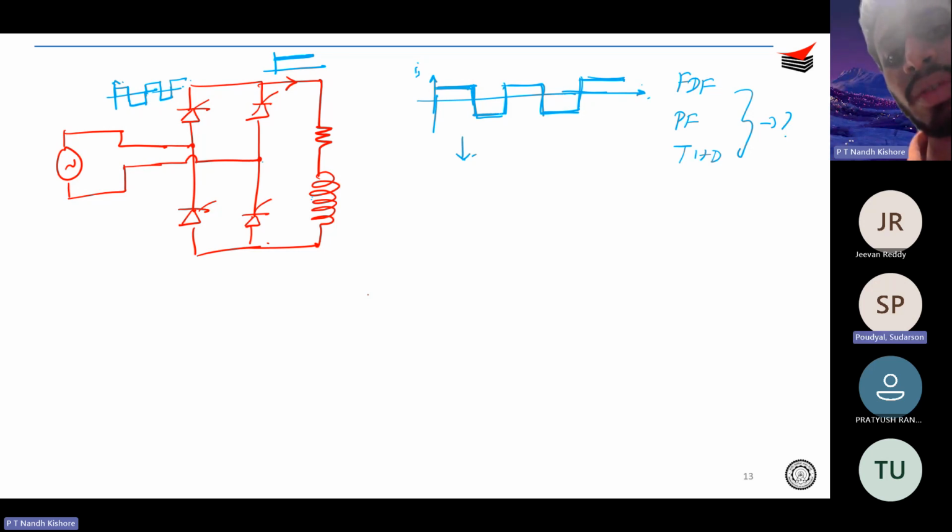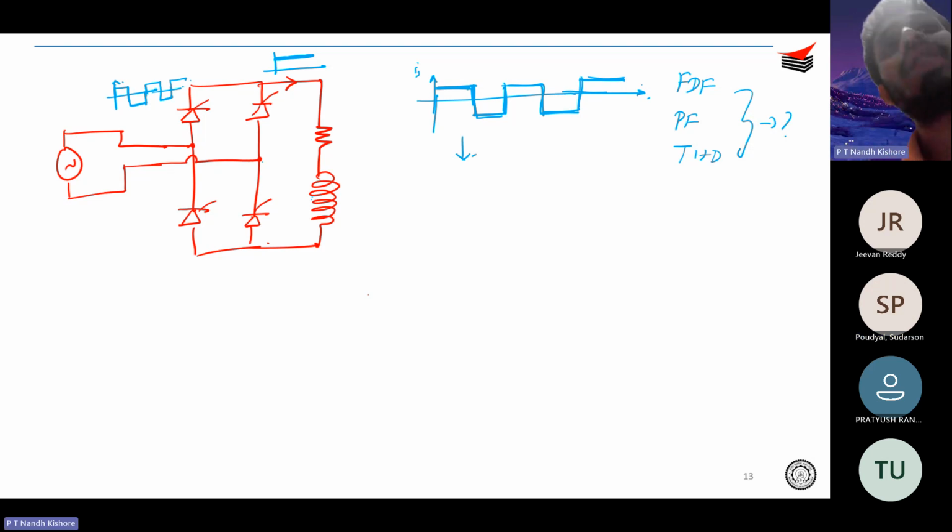What is the Fourier expression for this? Tell me. We assume that the inductor value is very high and the current is constant, right? Correct. But my current will also change based on my firing angle, sir. Like if my input voltage is very less, then maybe my current won't be constant.